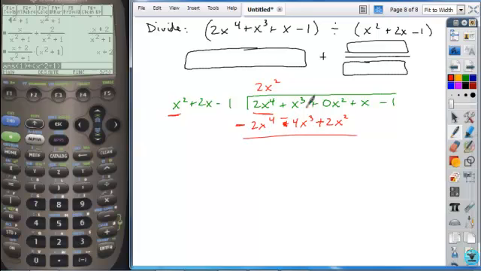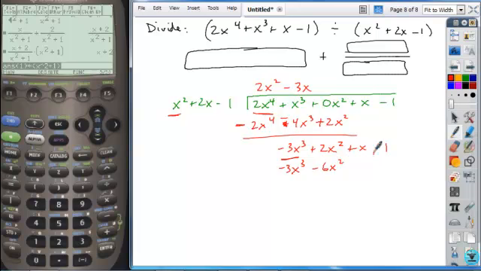The x to the fourth cancel. I'm left with a negative 3x cubed plus 2x squared plus x minus 1. Drop down my remaining terms. And I continue with this process. So x squared times what's going to give me a negative 3x cubed? The answer is negative 3x. Distribute that through. Get negative 3x cubed minus 6x squared.